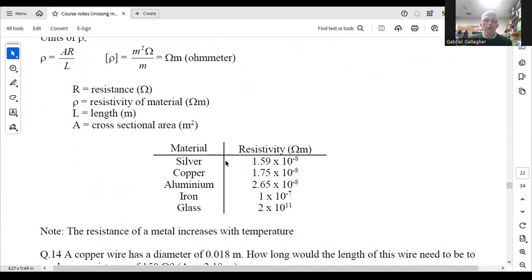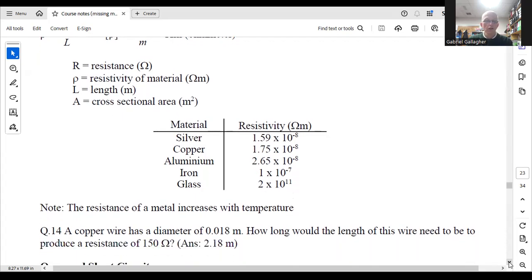I just want you to notice that all the metals there have 10 to the power minus 8, 10 to the power minus 7. Very, very small values, tiny values. Whereas glass at the bottom is 2 by 10 to the 11. So if you compare glass and iron, that means glass has 2 billion times the resistivity of iron, a factor of 10 to the power of 18 difference. So the resistivity of a metal, a conductor, and an insulator of electricity are very, very different.